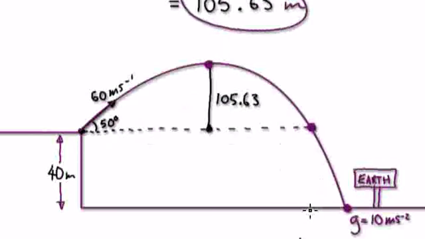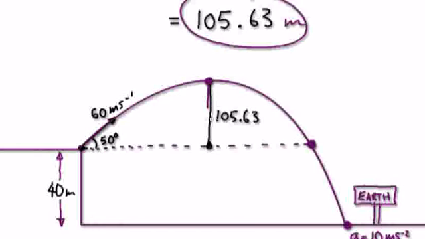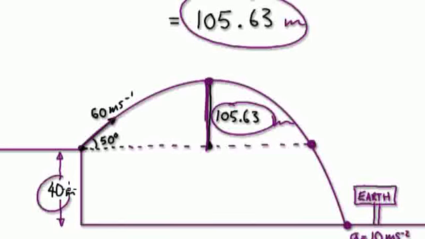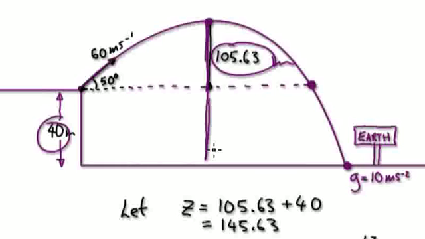Okay, so our diagram will look like this. Now we know the actual distance. This here represents the actual distance in meters, and then add it to this thing here. That will give us the whole height. Okay, well, you don't need to say let z equals this.